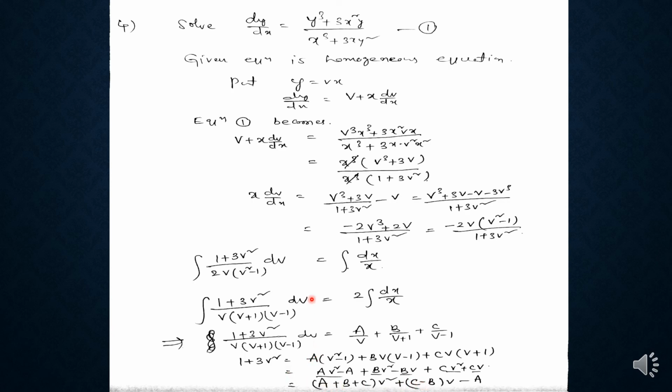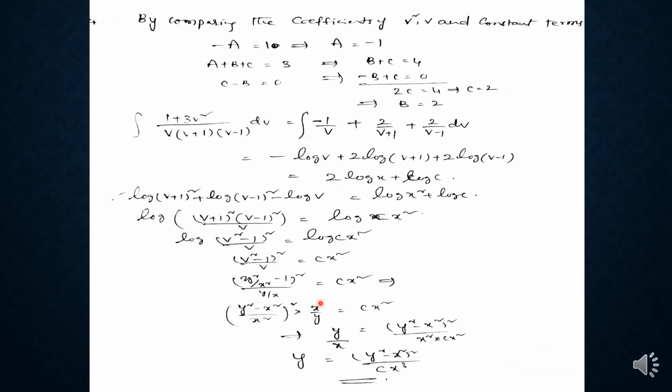Now by comparing the coefficients of v square terms, v, and the constants, we get minus a is equal to 1, that is a is equal to minus 1, and that is the constant. The coefficient of v square terms: a plus b plus c is equal to 3. So by putting a is equal to minus 1, b plus c is equal to 4, and c minus b is equal to 0. So 2c is equal to 4, and c is equal to b is equal to 2.